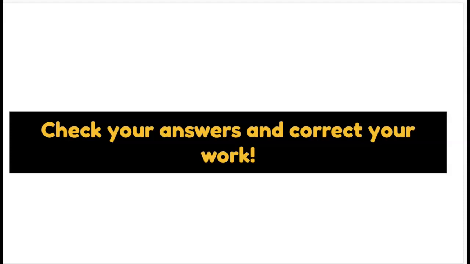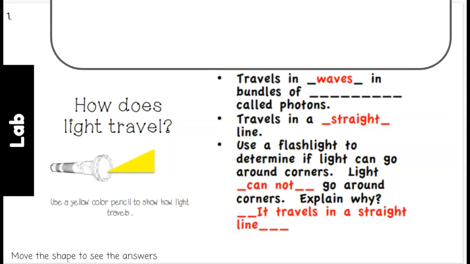All right, let's go ahead and check your answers from your PowerPoint and correct your work as we go through the different examples. So how does light travel? Well, if you have the flashlight, light travels straight out, okay? And as it goes, it starts to get wider as it travels out from the source. And that wideness is going to go both top and bottom.